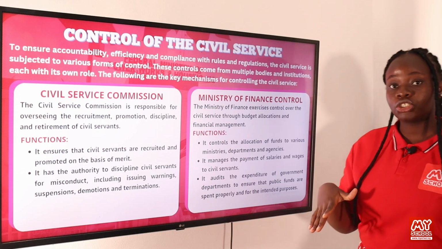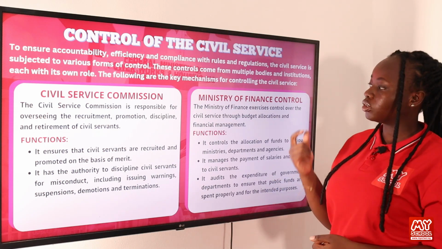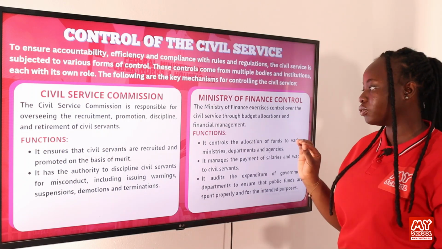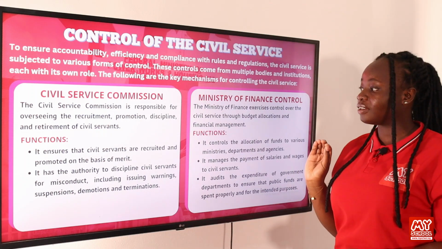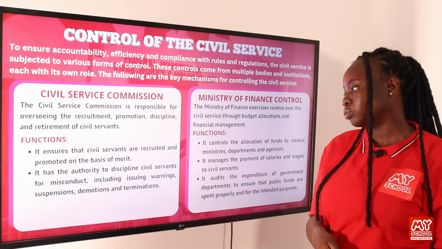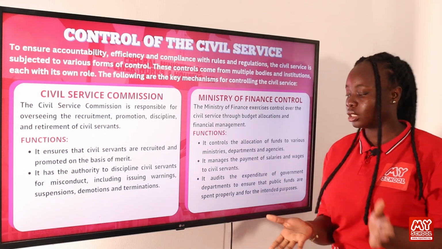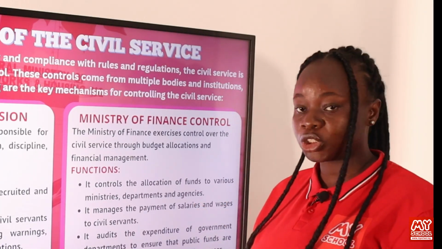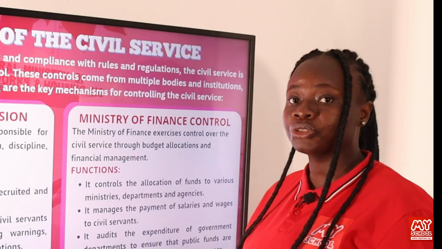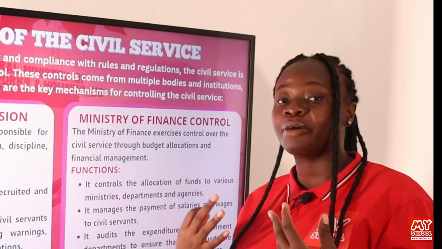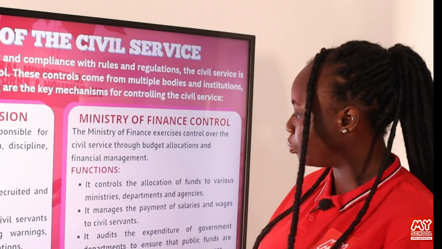Another organization responsible for the control of the civil service is the Ministry of Finance. The Ministry of Finance exercises control over the civil service through budget allocations and financial management. It controls the allocation of funds to various ministries, departments, and agencies. At the beginning of a fiscal year, the Ministry of Finance is responsible for ensuring that adequate resources are sent to these civil service officials so that they can perform their duty of implementing policies.